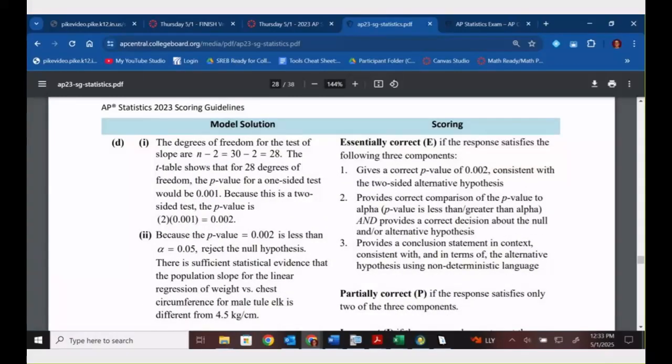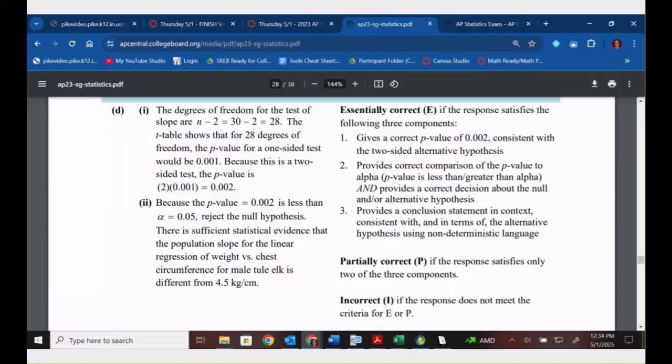Part D has 3 components: gives a correct p-value of 0.002, consistent with a 2-sided alternative hypothesis; provides a correct comparison of the p-value to the alpha value, p is less than or p is greater than alpha, and provides a correct decision about the null and or alternative hypothesis; provides a conclusion statement in context consistent with and in terms of the alternative hypothesis using non-deterministic language.